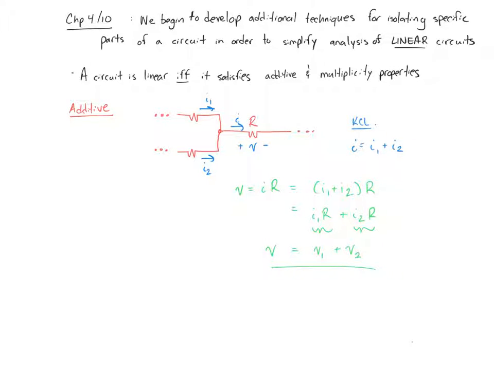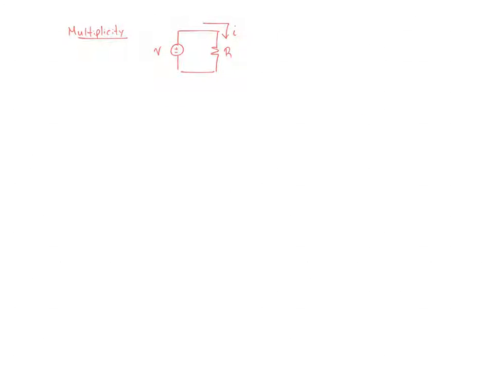Well, we could describe voltage V1 as being the voltage dropped across R that is due to the current coming through this top path alone. And we can describe the voltage V2 as being the voltage dropped across R due to the current through the bottom branch acting alone. Okay, so let's explore the multiplicity property as it pertains to circuits.